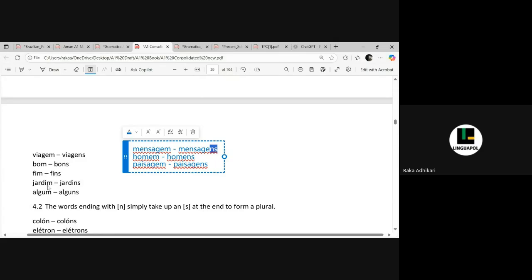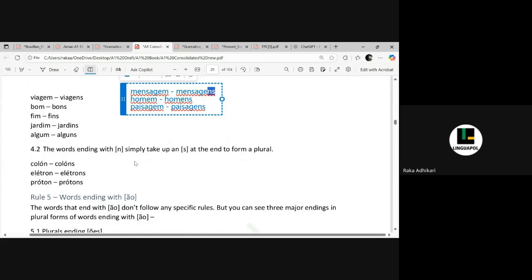Jardim, jardins. Jardim means garden. Jardim, jardins. Algum, alguns. So like this, wherever we have the letter M at the end, then in the plural we remove the M and we add NS to make it plural.